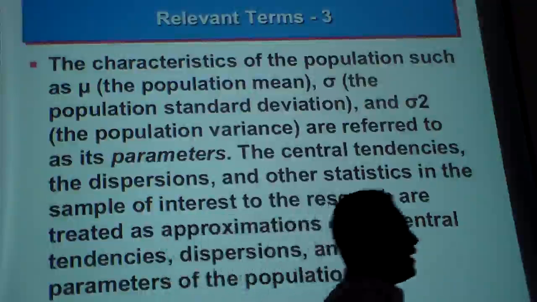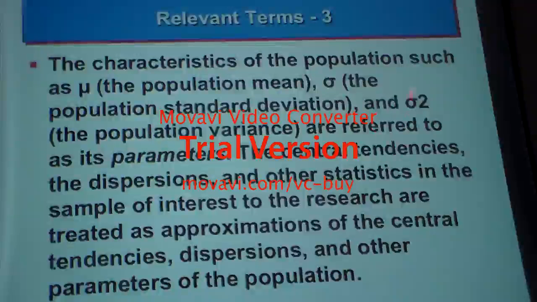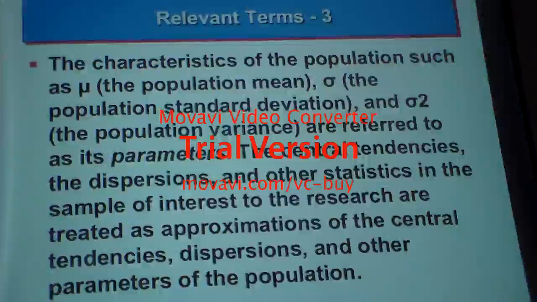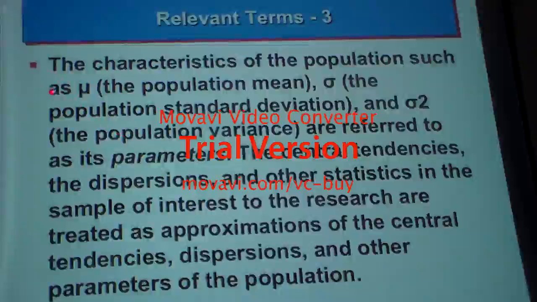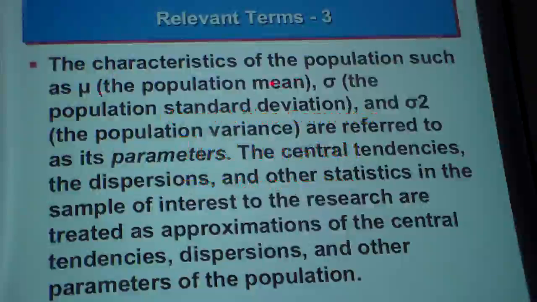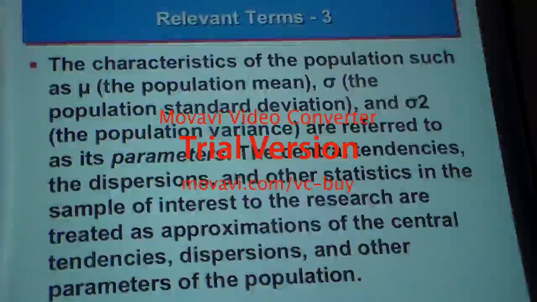Okay. Here we have some characteristics. The characteristics of the whole population, such as mu, called the population mean. Of course, you heard about it. There are statistics, even in the undergraduate or in the postgraduate, if you study statistics. So mu is the mean.